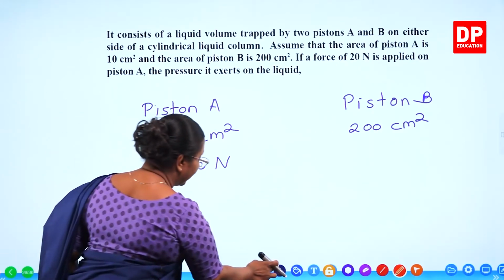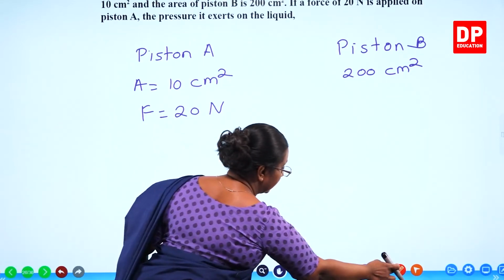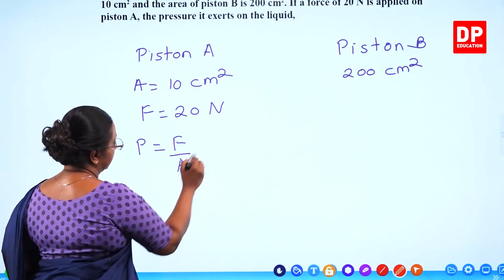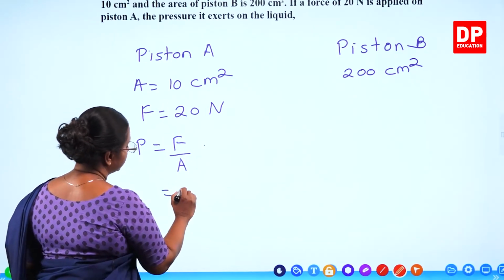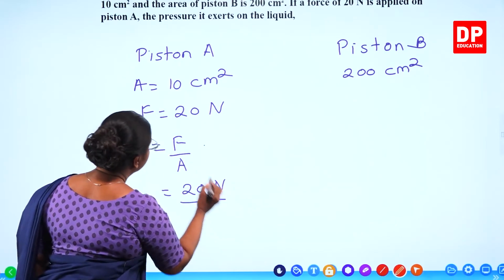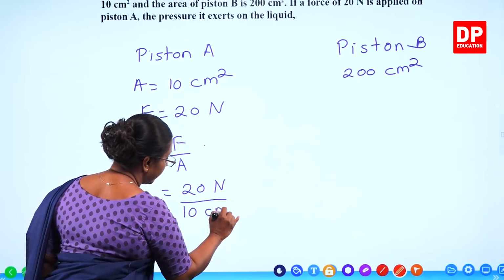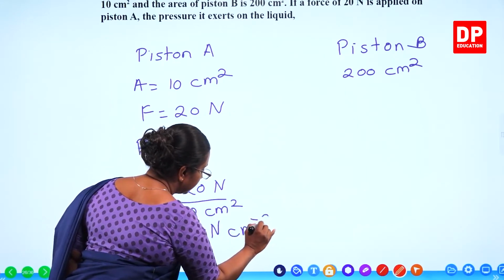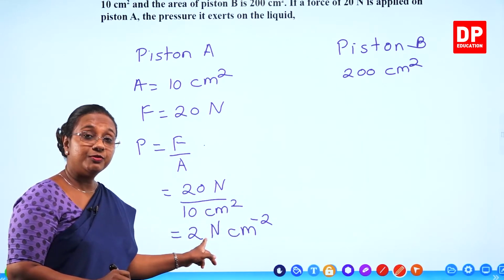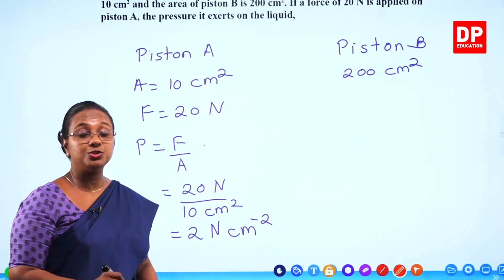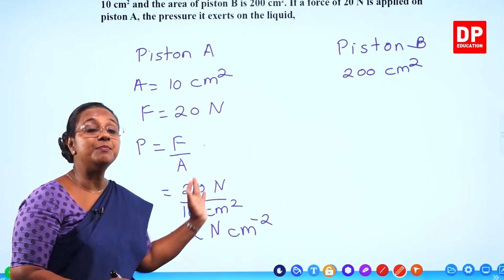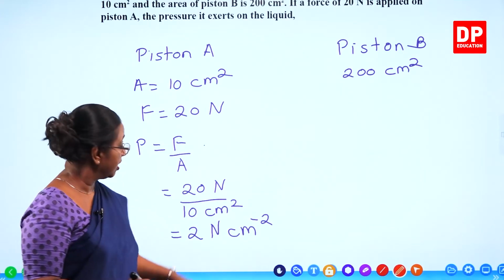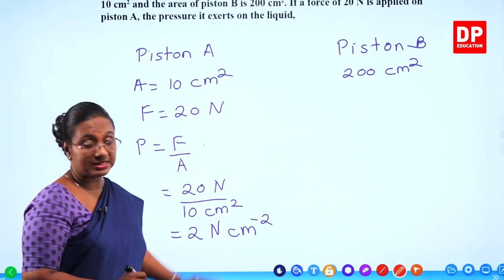We already calculated that, but I will do it again here. The pressure is equal to force over area. That is equal to what? Force is 20 Newton divided by 10 centimeter squared, which will be equal to 2 Newton centimeter^-2. As I told you before, students, I am not going to convert the unit to meters because we need to compare the pressure. So we leave it as Newton per centimeter squared. So 2 Newton per centimeter squared is the pressure.